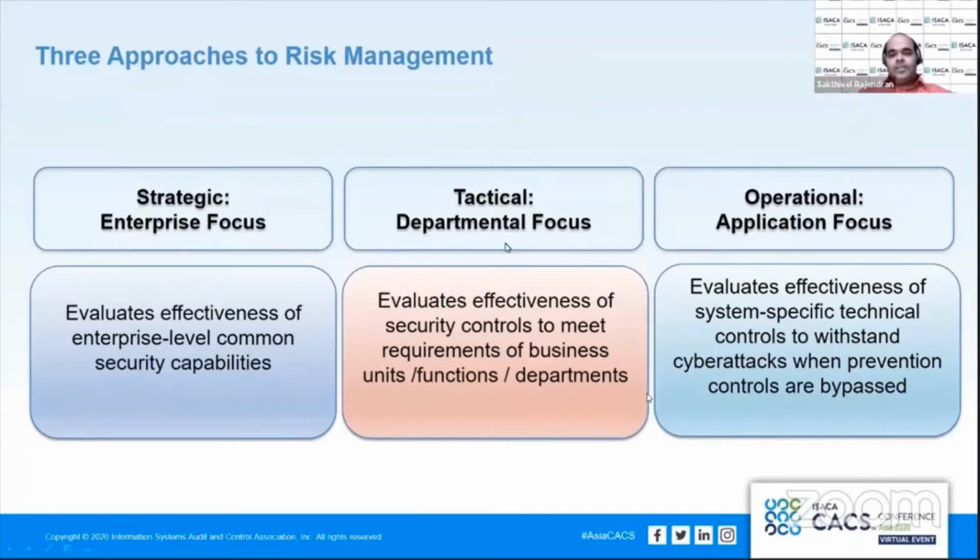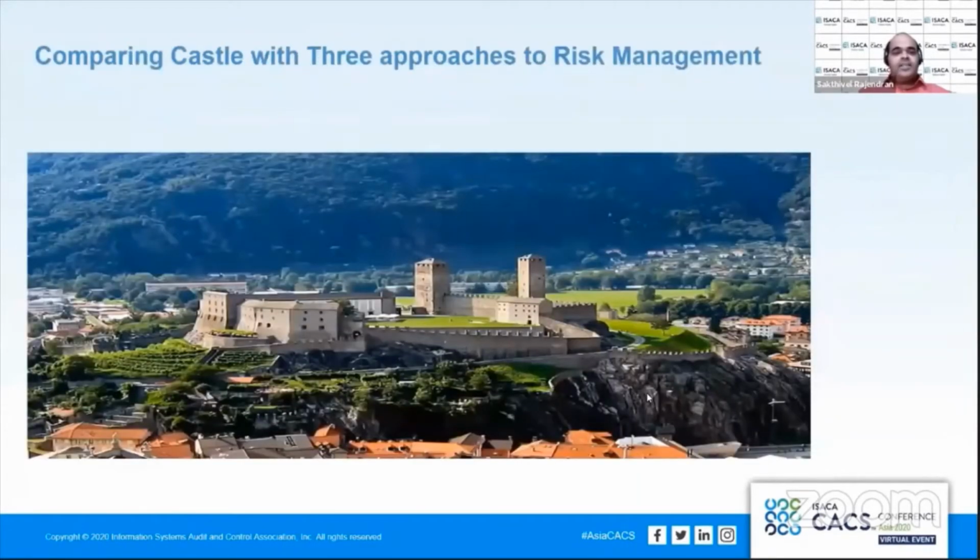The third approach is the operational approach. The operational approach focuses on the effectiveness of system-specific technical controls to withstand cybersecurity attacks when the prevention controls offered by the strategic and tactical layers are bypassed. Examples include building resiliency into the applications used in the organization. Now before we go further, let me give a visual representation of how the three approaches to cybersecurity risk management look. Castle, how many of you went into a castle before?